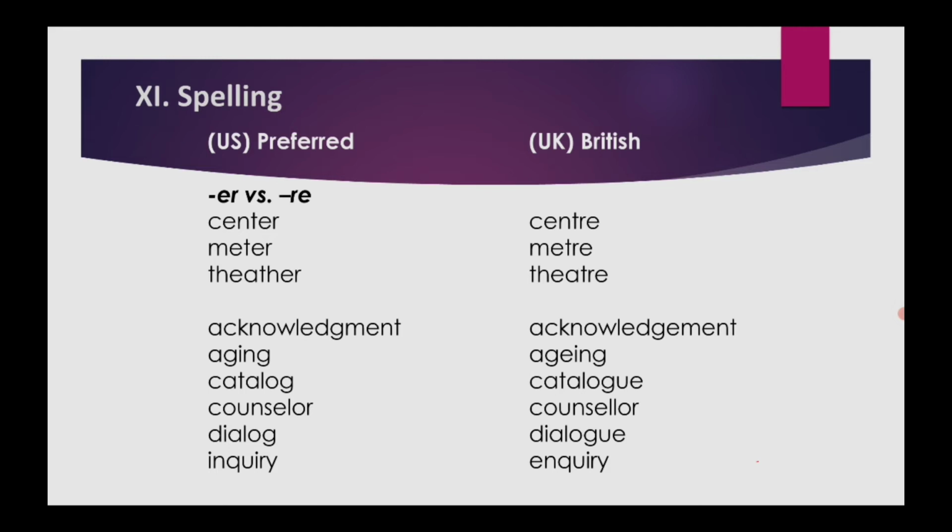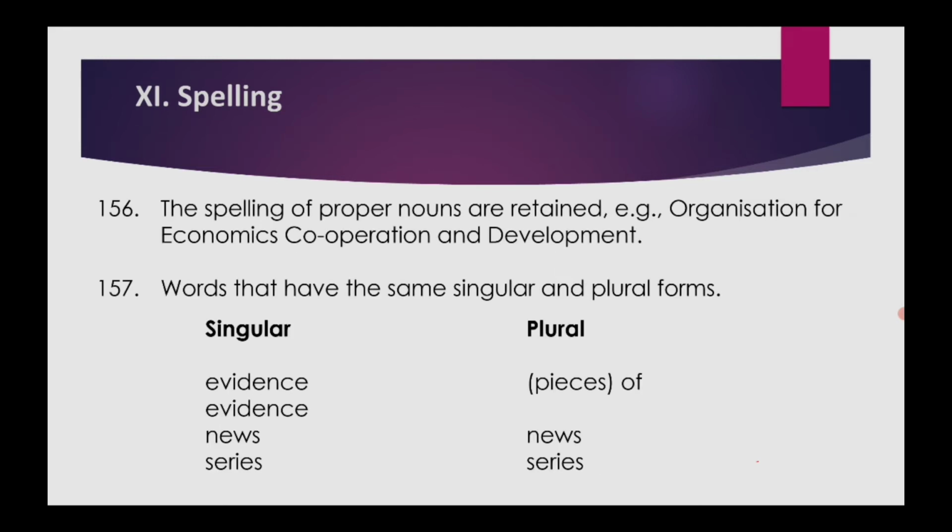Acknowledgment: there is an additional E there for the British spelling. Aging, catalog, counselor, dialog, inquiry. So many differences in spelling. To be sure, please kindly check the link for Merriam-Webster given earlier. The spelling of proper nouns is retained. Example: Organisation for Economic Co-operation and Development, with the S there. If it refers to a particular organization, you cannot respell it and Americanize the spelling because it's a name, a particular specified name.